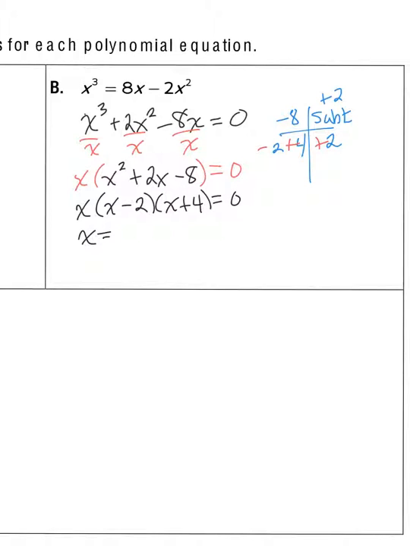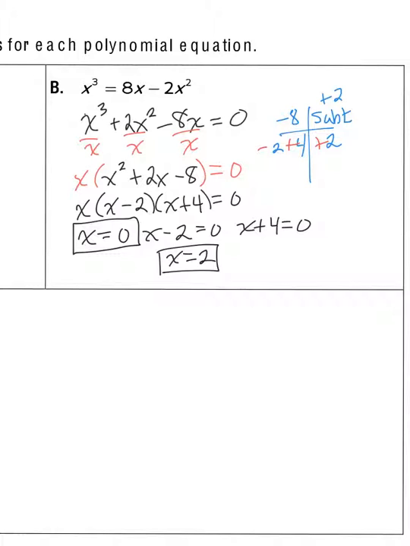Set each of your factors equal to 0, and then this is already solved. If I add 2 to both sides on this one, I get x equals 2, and subtract 4 from both sides, I get x equals negative 4. And I'm checking to see, do I have all solutions? So my highest degree term here or here is x cubed, meaning I should have 3 solutions. And here I have 1, 2, 3. They each have a multiplicity of 1, so my graph is going to cross the x-axis at 0, 2, and negative 4.